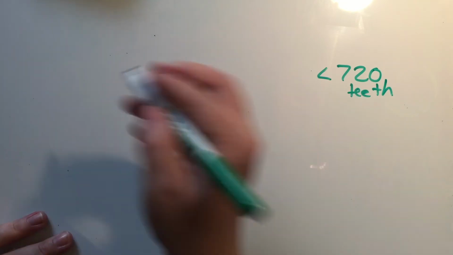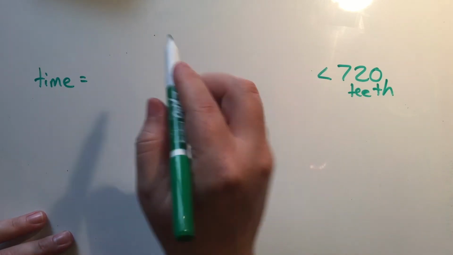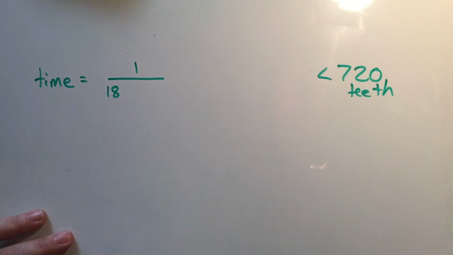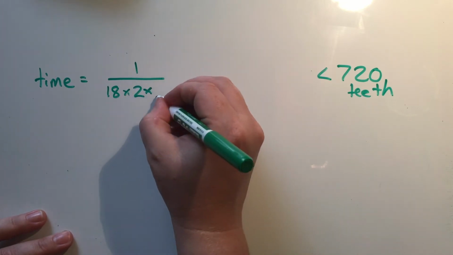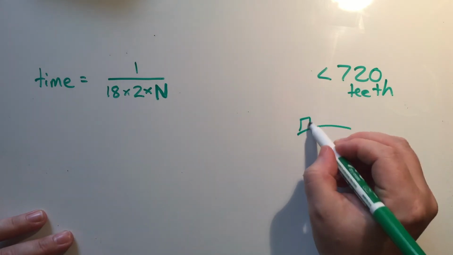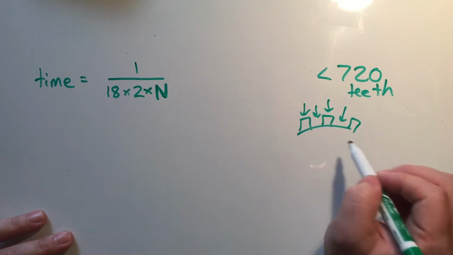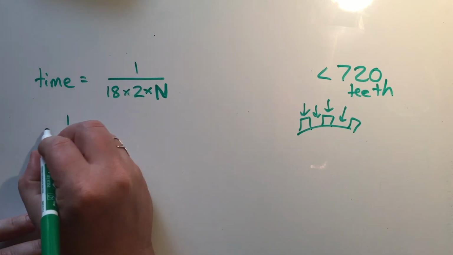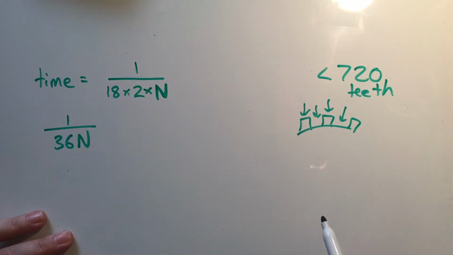So in this case, we want to know the amount of time it takes to spin that wheel around, and if you remember, that equation is 1 over the revolutions per second, which in this case is 18, times 2 times the number of teeth, and I'm just going to use a big capital N to represent number of teeth. Remember, it's 2 times, because you've got the teeth, and then you also have the space in between the teeth, so you're actually doubling that number. So we know that the time it takes is going to be equal to 1 over 18 times 2, which is 36, 36 times some number N, which is the thing we're solving for.